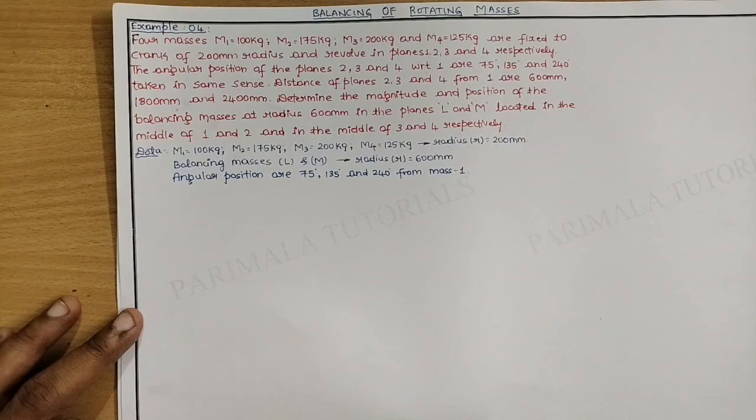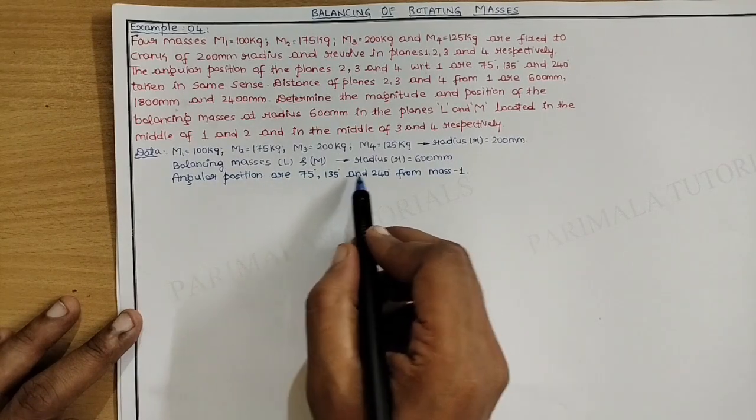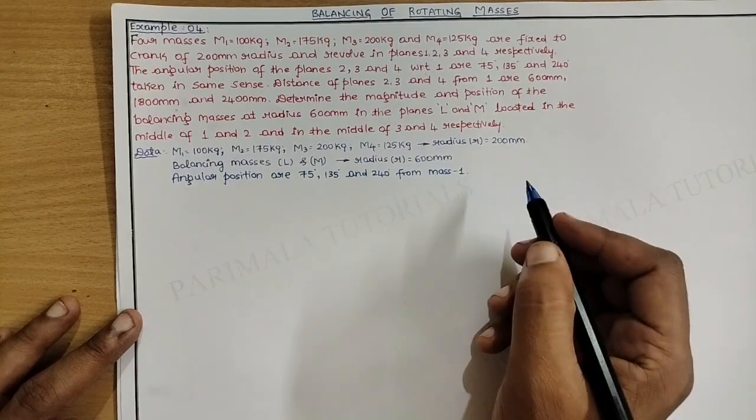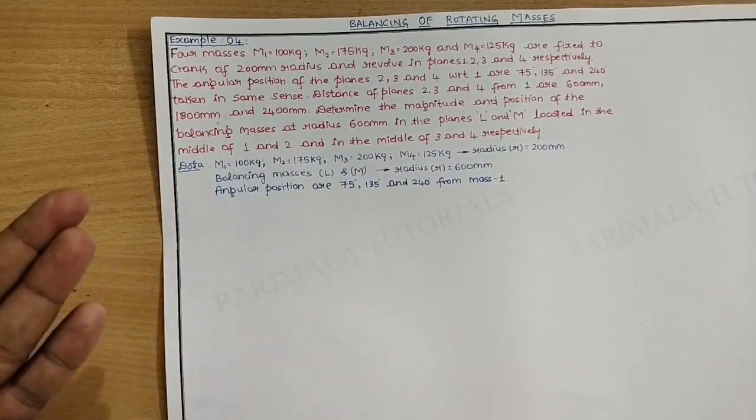It's a very simple analysis. There are 4 different masses. In order to balance these 4 masses, 2 extra masses are attached. The angular positions are 75, 135 and 240 degrees from mass 1. Let us see the step-by-step procedure of how to obtain the solution.